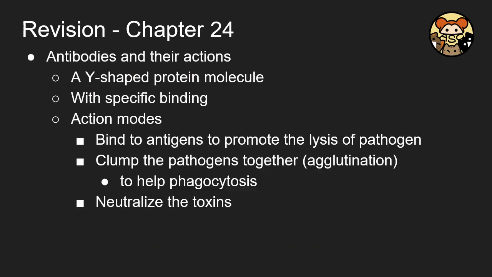So they work together. So what is actually an antibody? An antibody is a Y-shaped protein with a specific binding site. So how does this work? There are some suggested functions. They may bind to the antigens to promote the lysis of the pathogens, or they clump the pathogens together. We call it agglutination, which helps the phagocytosis, or they will neutralize the toxin.